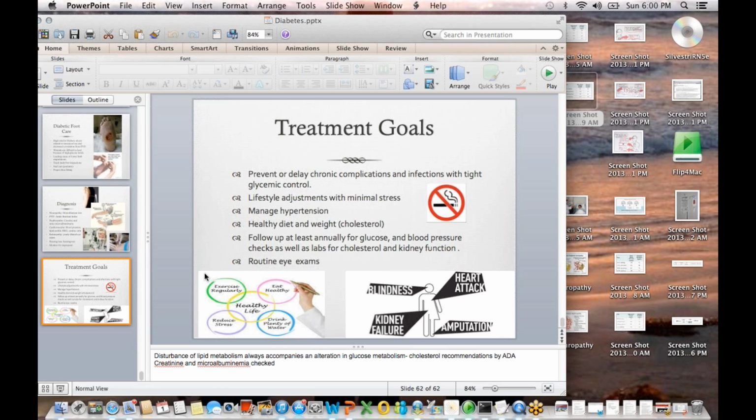So, treatment goals: prevent low blood sugar reactions, treat the hyperglycemia, prevent chronic complications with tight glycemic control and lifestyle adjustments, and then, for type 2, healthy diet and weight loss. Any questions? I hope that helps point out some important stuff.